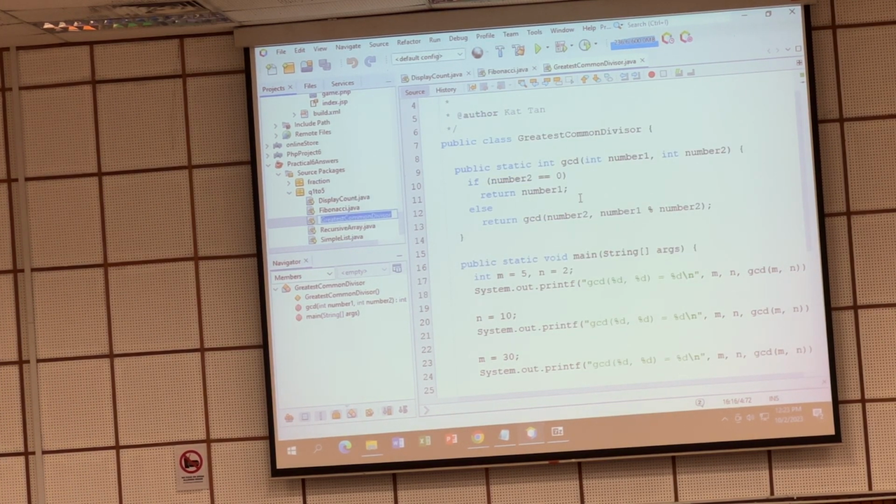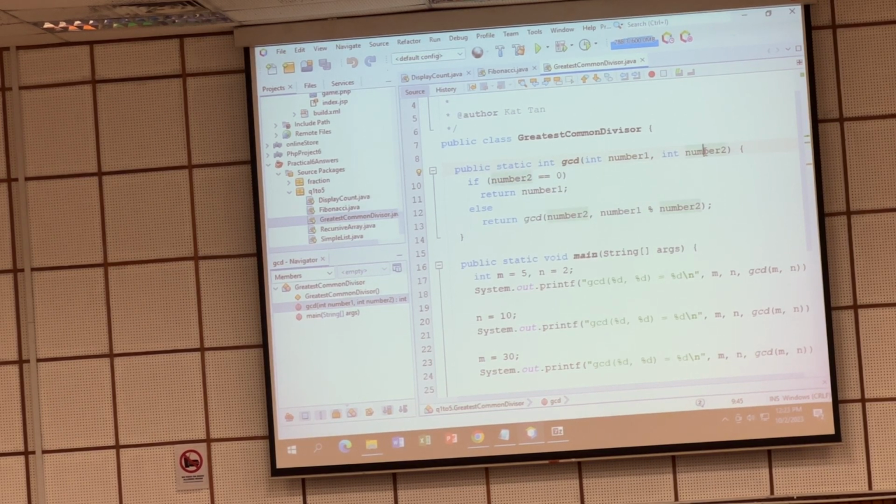So here is the greatest common divisor. You have two inputs, and we want to find out the greatest common divisor. The stopping case is when my number 2 is equal to 0. Then I will return number 1. Otherwise I recursively call, sending number 2 as the first parameter, and the second parameter will be the remainder of number 1 divided by number 2. This is how I recursively set the values in order to find the greatest common divisor.